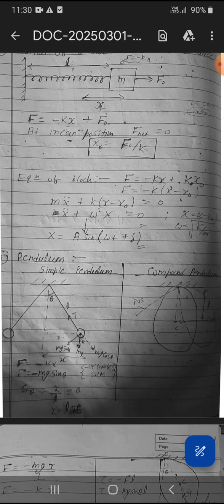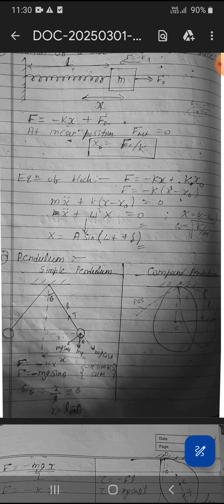that comes out to be, we can write F equal to ma, and a can be written as x double dot. Therefore we get m x double dot plus k(x minus x naught) equal to 0, and here x minus x naught we have replaced with capital X. Therefore we get x double dot plus omega square X equal to 0.